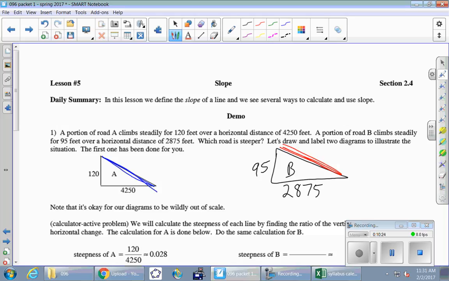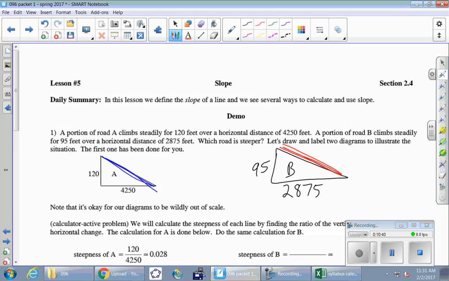However, we also need to take into account the horizontal. Which one has a longer horizontal? Also A. And so it isn't obvious which one is steeper, because A climbs more at the end of the day, but it also takes longer to get there, okay?